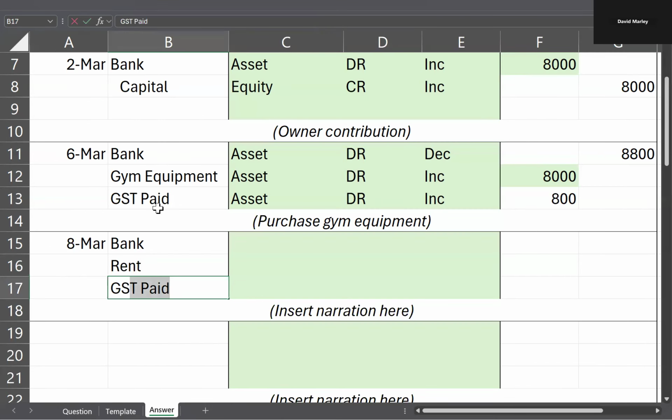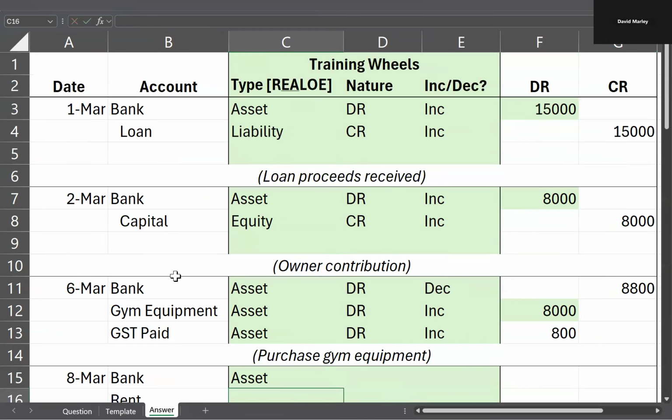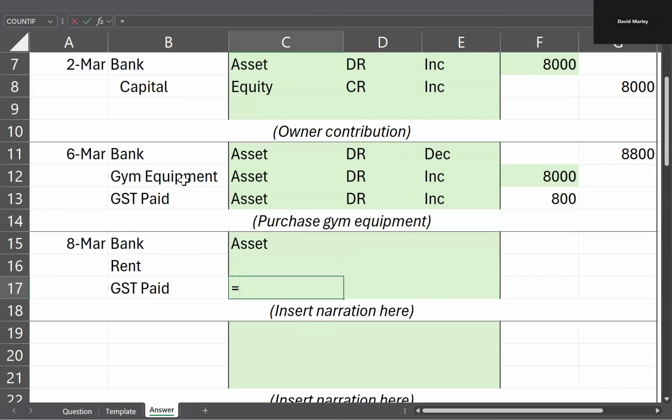So it was for rent, and there was GST paid on it. Now, if you've already done the work up above, you can press equals and just click. So that's an asset. I haven't done rent yet, so I have to think for that one, but I have done GST paid.